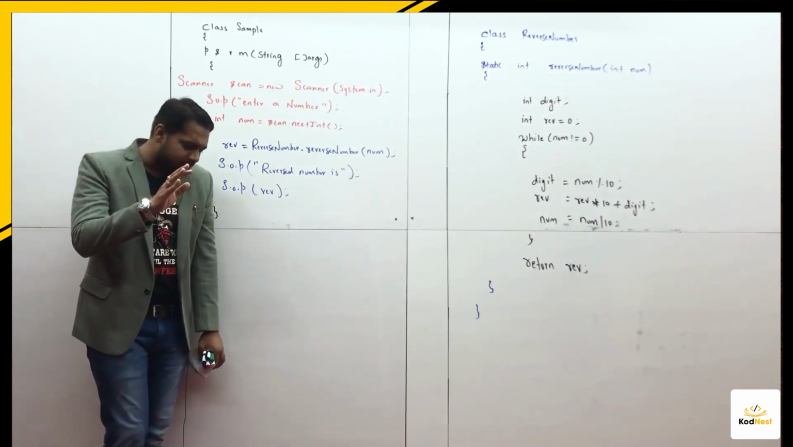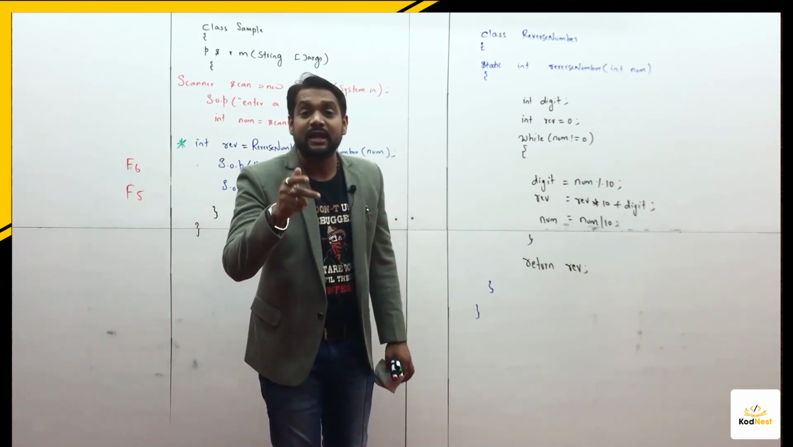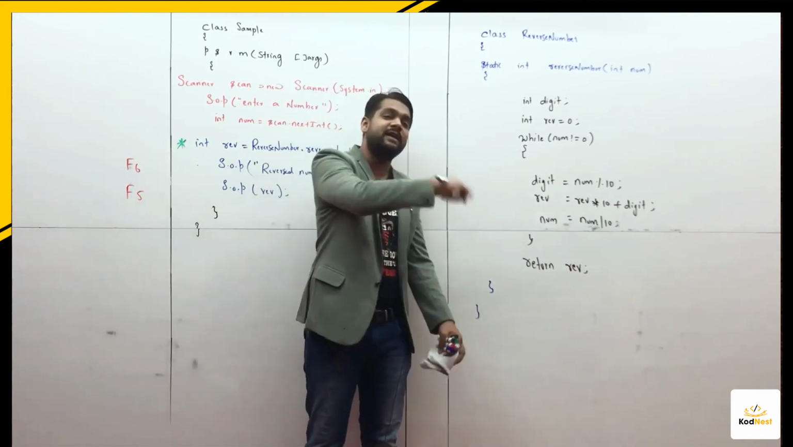So point is very, very simple. If you want to execute the contents line by line, use F6. But F6 will not take you inside the method.